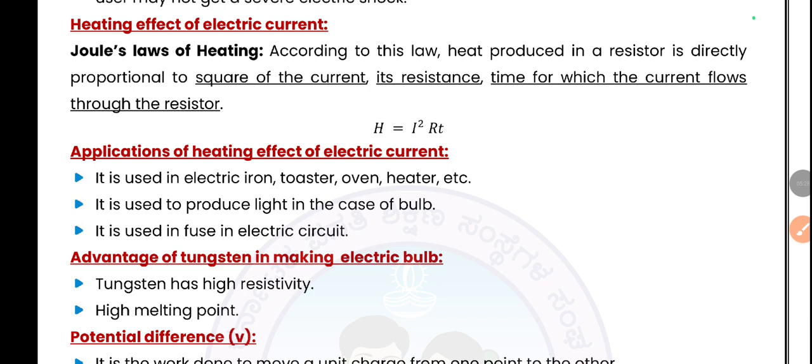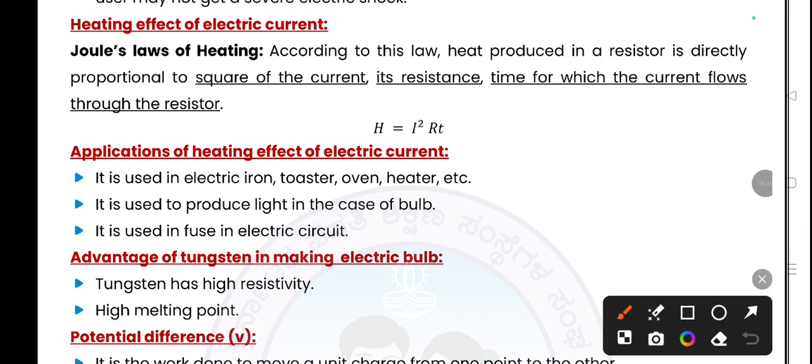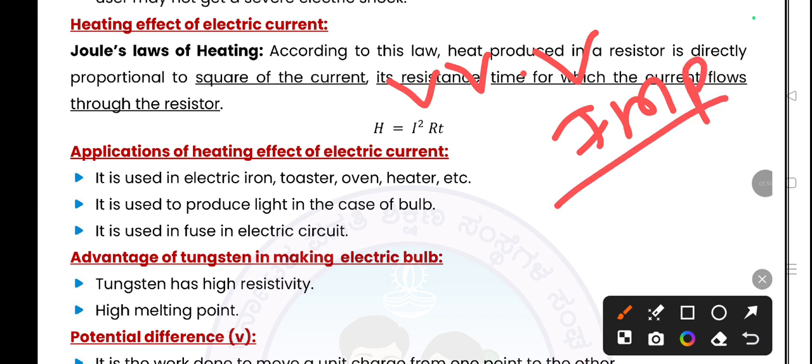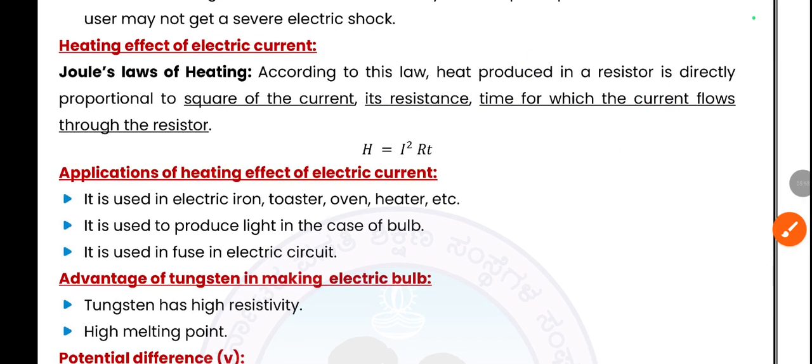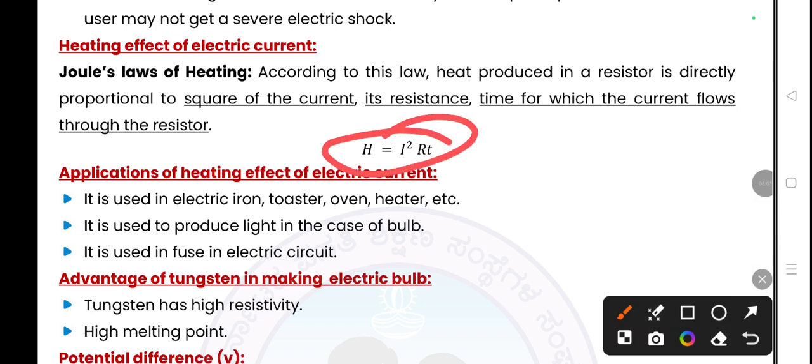The next one, heating effect of electric current. Joule's law of heating. According to this law, heat produced in a resistor is directly proportional to square of the current, its resistance, and time for which the current flows through the resistor. This is called Joule's law of heating. Very, very important. Maximum every time they ask this one. Joule's law of heating. H is equal to I square RT. H is equal to I square RT.